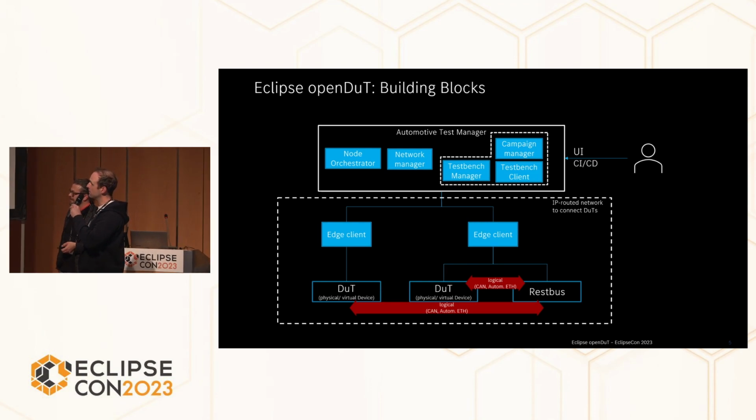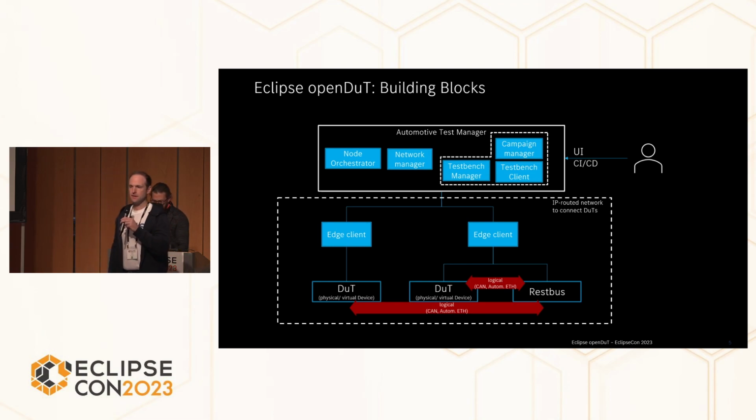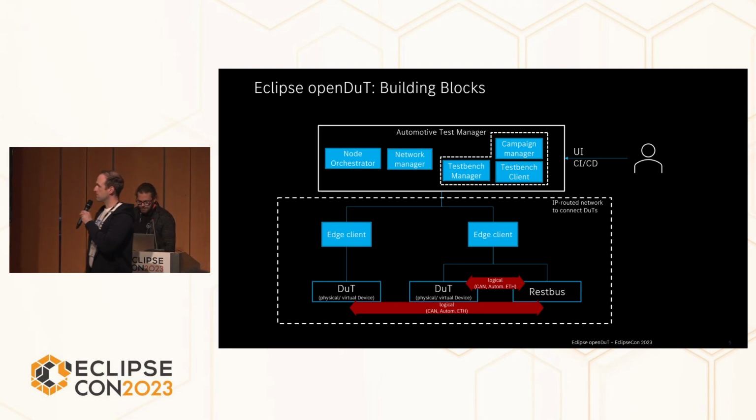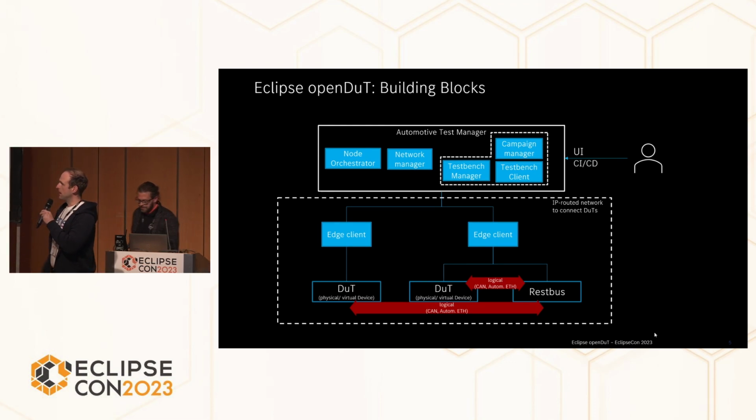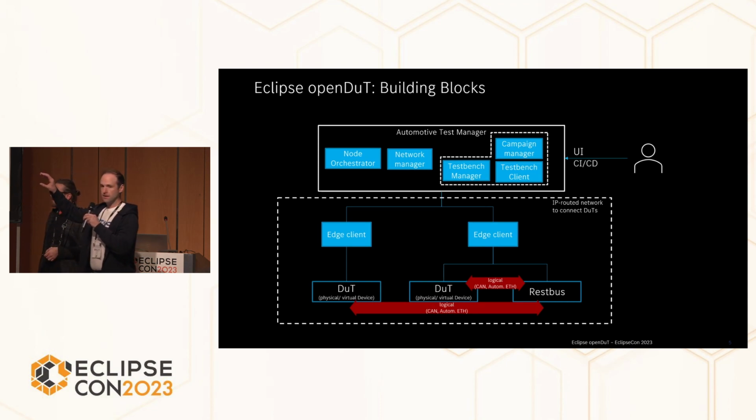In that upper box, you have on the one side the node orchestrator and the network manager. These are the services that orchestrate this lower part, the infrastructure, connecting the edge clients with each other, making sure that the DUTs are available later on in the testing, that their hardware characteristics are available during the testing and so on. So this is done by the node orchestrator and by the network manager.